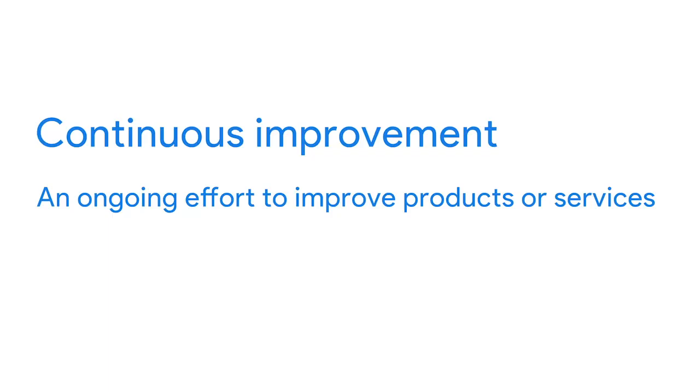In this video, we'll explore how to advocate for and create continuous improvements in a project by learning about process improvements. Continuous improvement is an ongoing effort to improve products or services. It helps ensure that a project steadily makes its way toward the best possible outcome.